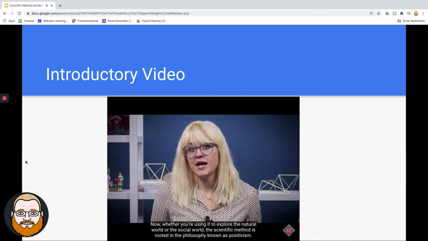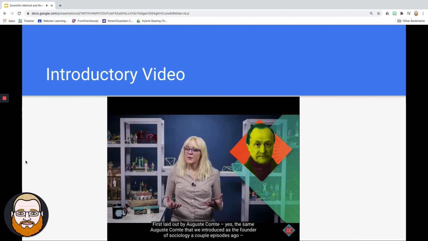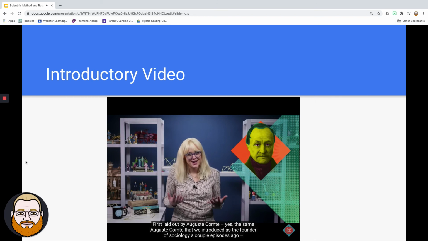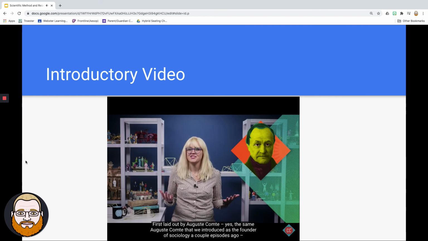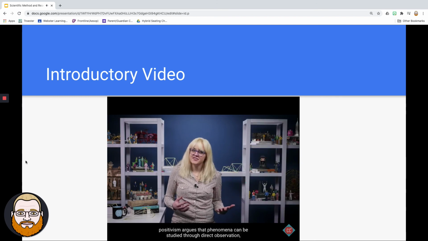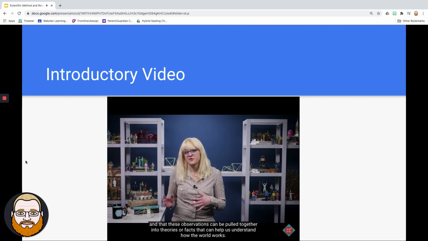Now, whether you're using it to explore the natural world or the social world, the scientific method is rooted in the philosophy known as positivism. First laid out by Auguste Comte, yes, the same Auguste Comte that we introduced as the founder of sociology a couple episodes ago, positivism argues that phenomena can be studied through direct observation, and that these observations can be pulled together into theories or facts that can help us understand how the world works.